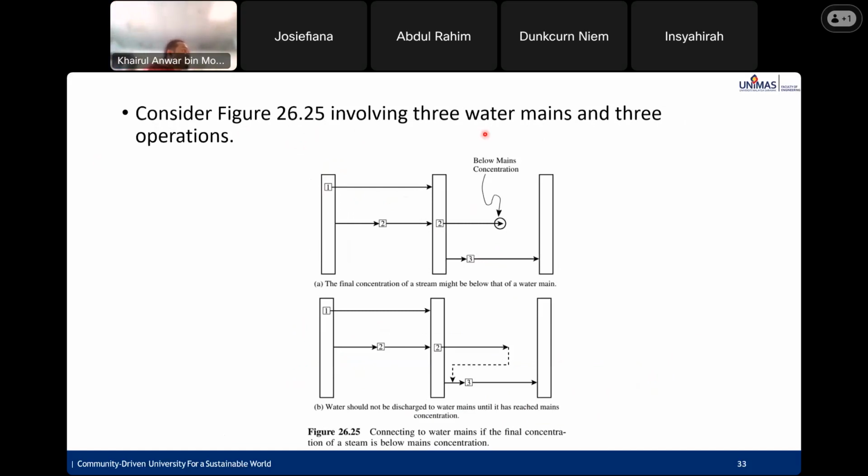Consider figure 26.5 involving 3 water mains and 3 operations. A number of issues need to be considered, and would apply to more complex problems. Here, the final condition of a stream might be below that of a water main. The water should not be discharged to a water main until it has reached the main concentration. So in this case, because of the second operation here, the outlet concentration is not up to this water main, so redirect it to operation 3, meaning mix here until the concentration reaches the water main's level.